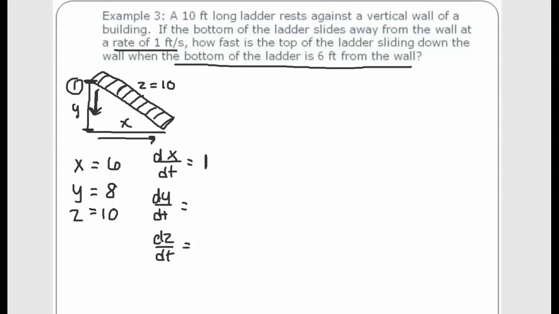We're trying to find how fast the ladder is sliding down. So we're looking for dy/dt, which means we're missing one key piece of information, dz/dt. What would the rate of change of the ladder be? Yeah, it's 0. Because is the length of the ladder changing? No. So that means the rate of change of the ladder is 0.